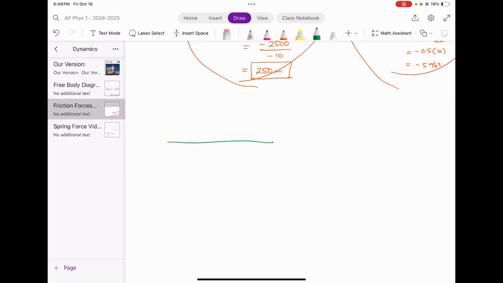Here's maybe another example. Let's forget about cars for a second. So here, we're pushing a crate. And the crate weighs 30 kilograms. And let's suppose it takes 100 newtons to get the crate to start moving.